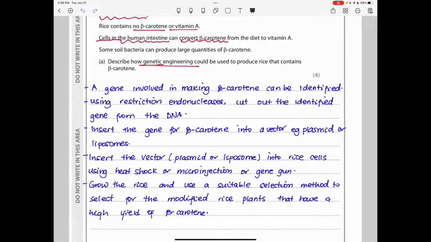Now, after this experiment of introducing the new genes into the rice, we are not sure if all the rice has been transformed.